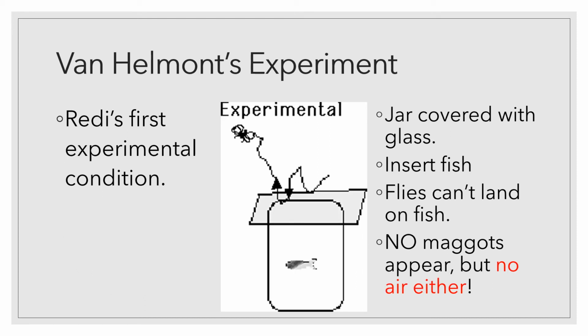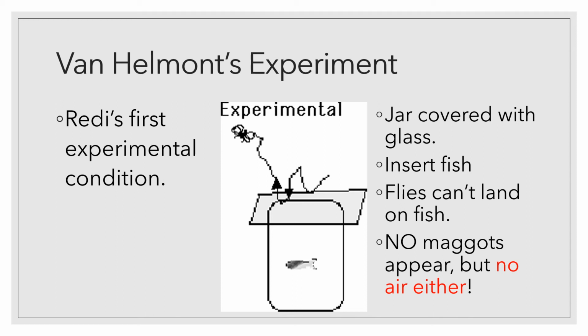So Redi had an experimental condition as well. The experimental condition was that he put the fish in, he covered the jar with glass. Flies couldn't land on it because the glass was blocking the flies. And the result of this experiment was that no maggots appeared. But no air was in the jar either. So there were two variables being manipulated here, no air as well as no flies. So he couldn't correctly conclude which part contributed to the no maggots.